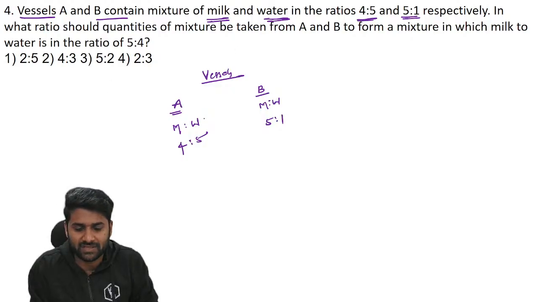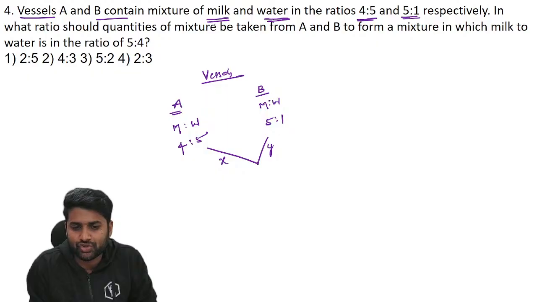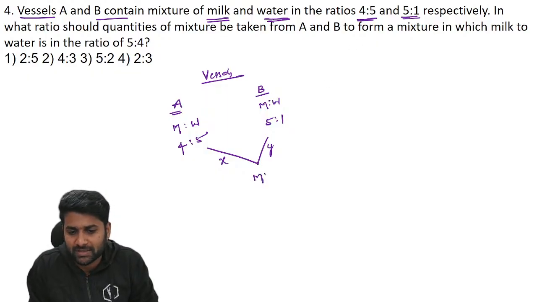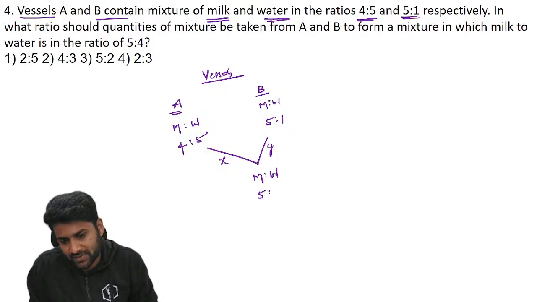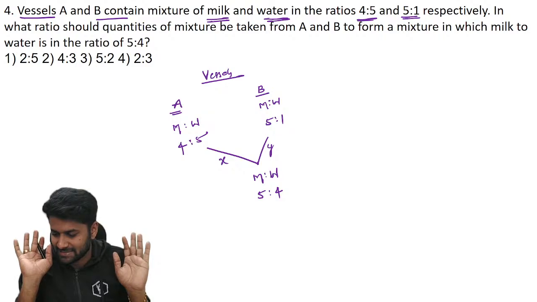And they clearly mention: in what ratio? So let us consider that here we take X quantities, here we take Y quantities. In what ratio should we mix to get the mixture of milk and water to be 5:4? In what ratio should we add it to get this resultant?